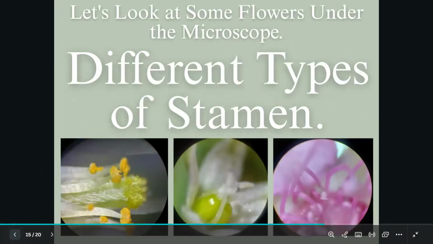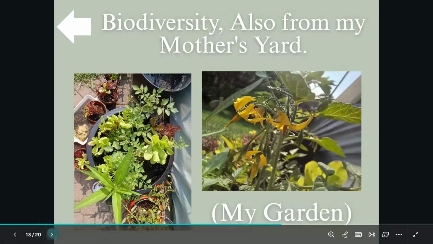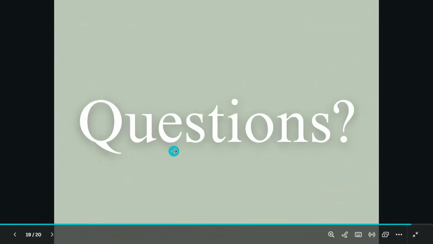We'll go back to this slide. We're wrapping up. So it is just amazing, all the differences in just a very small space, just completely wild. So, are there any questions?